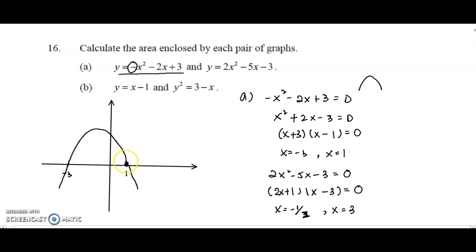So the second graph will pass through x equals negative 1 over 2, which is somewhere over here, and x equals 3. And this curve has the minimum point, because you can see that the coefficient of the x squared is positive, so the shape of the curve will be like this. Alright, then you can sketch the curve, passing through negative 1 over 2 and passing through 3 as well.